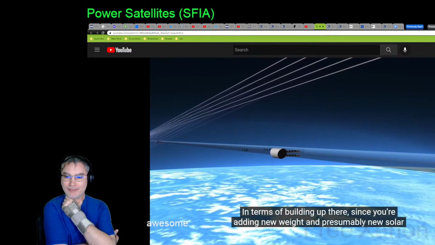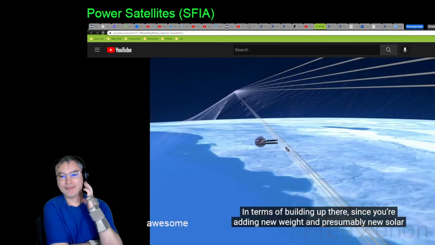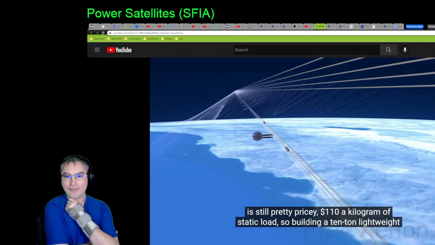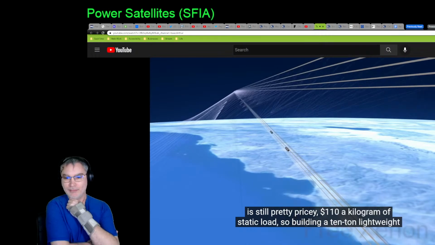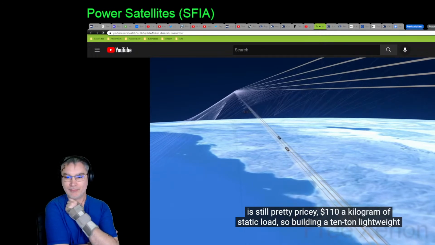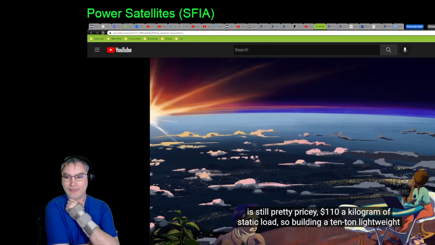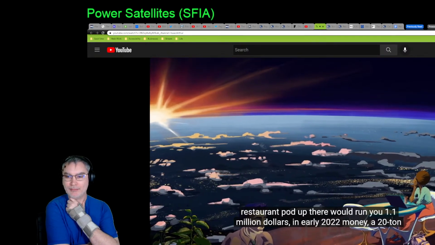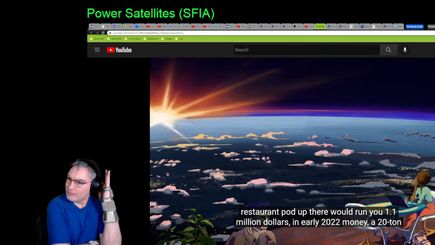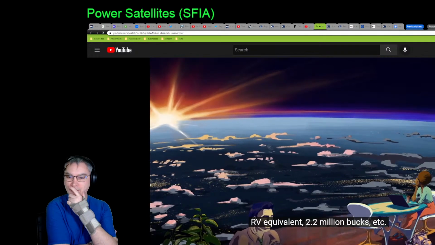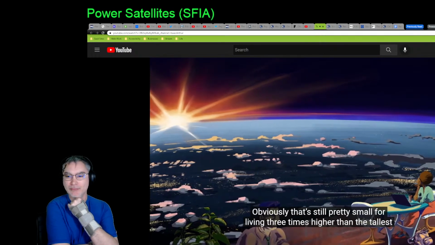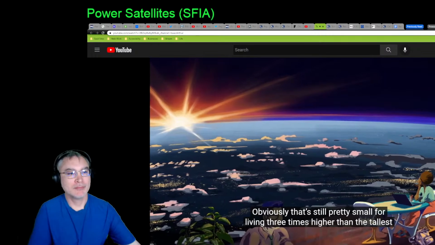In terms of building up there, since you're adding new weight and presumably new solar panels to add and maintain power, even though solar is a lot better at this altitude, it is still pretty pricey, $110 a kilogram of static load. So building a 10-ton lightweight restaurant pod up there would run you $1.1 million in early 2022 money, a 20-ton RV equivalent $2.2 million bucks, etc. Obviously that's still pretty small for living 3 times higher than the tallest mountain peak.